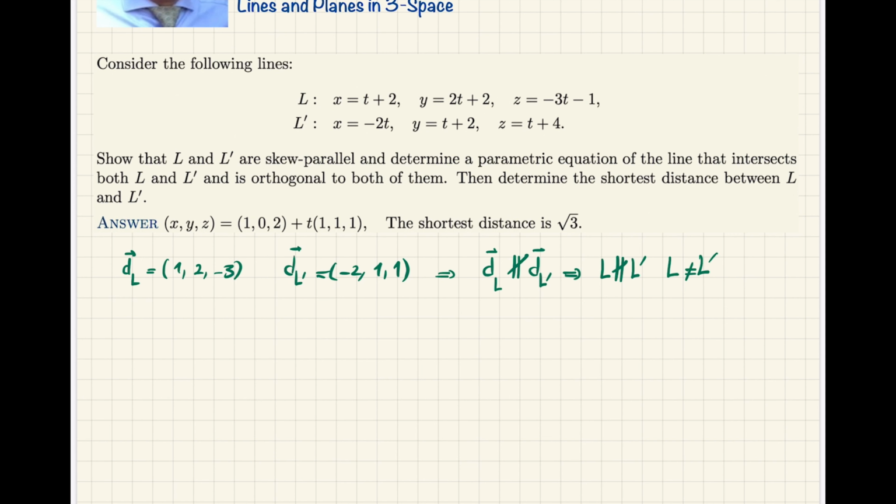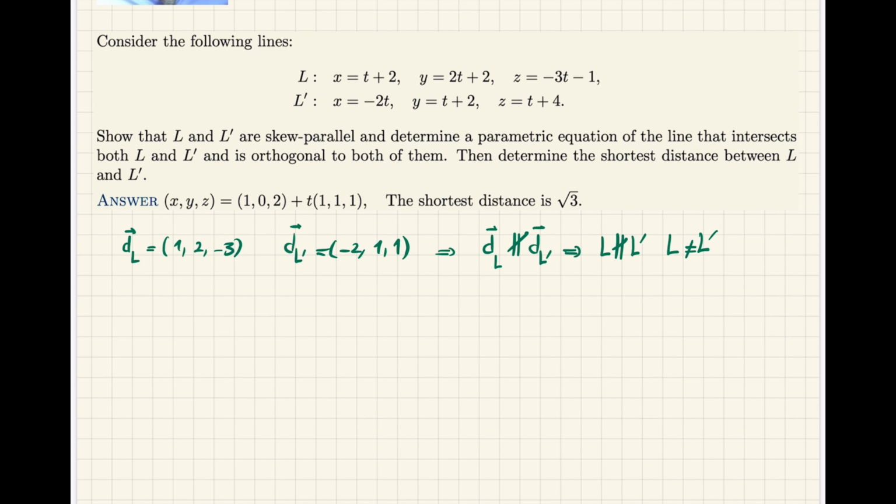Okay, because if L and L prime are the same line or they are parallel, their direction vectors have to be parallel. Okay, so there are 2 possibilities left. Either they are intersecting or they are askew parallel. How should I realize whether they are intersecting or not?